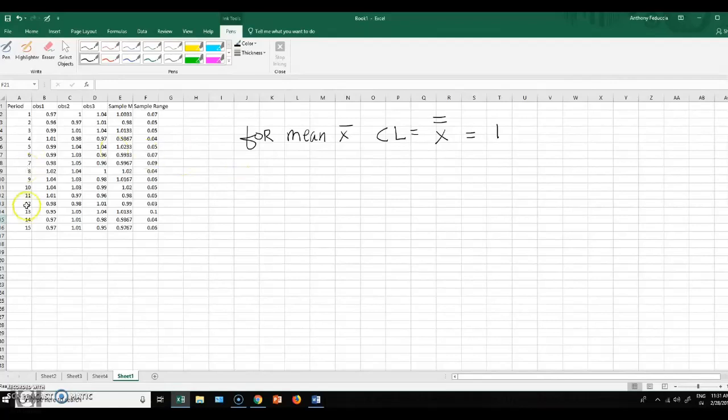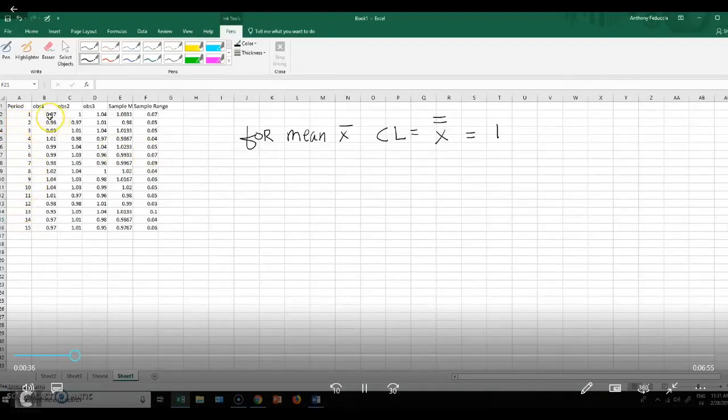Here we have data showing 15 periods in which they took 3 samples each. So in period 1, they had samples that measured 0.971 and 1.04. I think this is ounces. Anyway, the sample mean for that first period was 1.0033, and the sample range, the difference between high and low was 0.07. So they did this for each of the 15 periods.